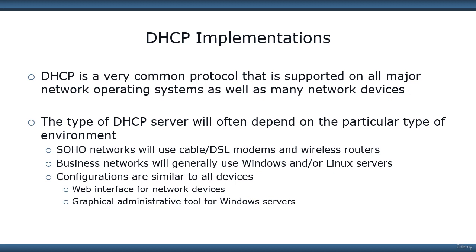A lot of the Cisco Meraki is one that we consistently deal with. It functions as both firewalls and security appliances as well as wireless access points. Depends on what you're doing, but they have the ability to utilize DHCP, and they're configured from the cloud, which is a benefit too. Configurations are pretty similar on all devices. You'll have a web interface for network devices, and basically you're just putting in a range of IP addresses and then those additional options that you want to give out and possibly specifying the lease duration. You'll have a graphical administrative tool called DHCP, but it's the DHCP administrative tool for Windows servers.